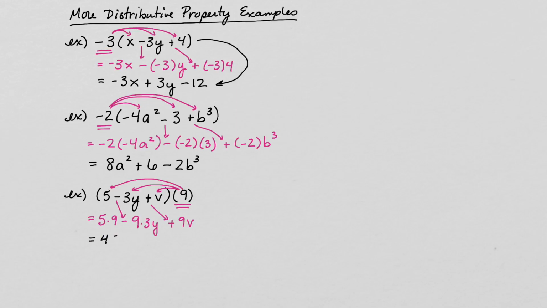So 5 times 9 is 45, minus 9 times 3 is 27y, plus 9v. And again, none of these have like terms. They're not alike, so I can't put them together. So that's just my final answer.